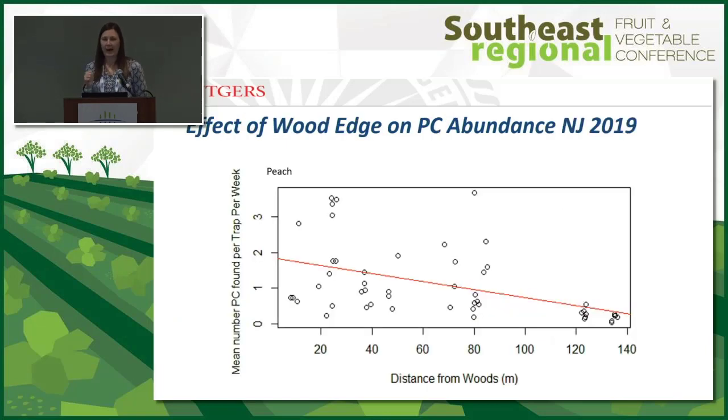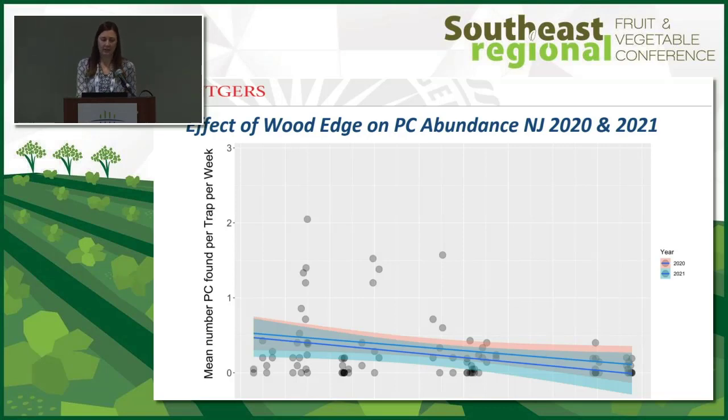In places where we have a wood edge, we see a strong association with that wood edge in terms of the number of PC that we catch being strongly associated with the distance from the edge. And we see that in 2019. It's a little less strong in 2020 and 2021, but it is still significant. So what we wanted to look at was, we know we have an edge effect, but how are the PC actually moving throughout the orchard?